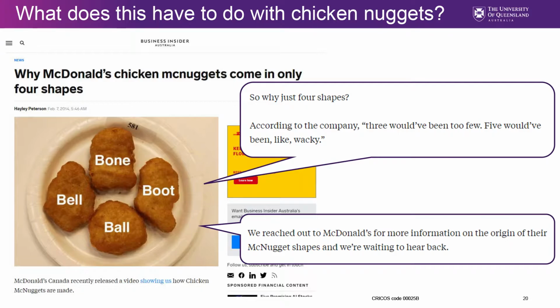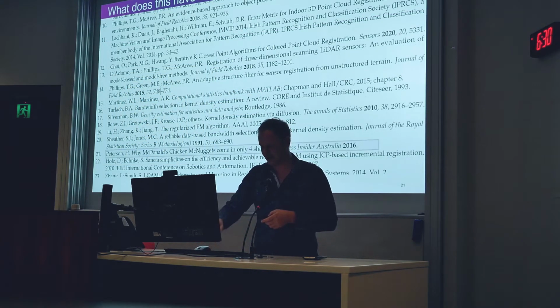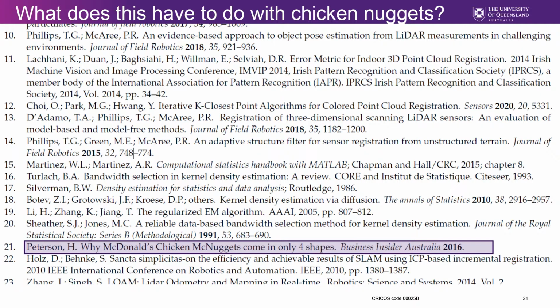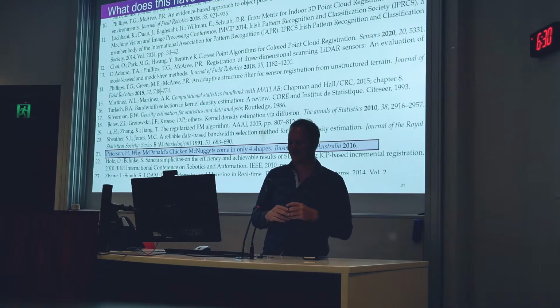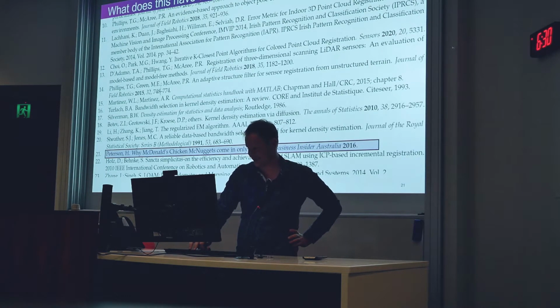Looking at that, I don't think there's been an update, so I might email Haley. I'm the integrity officer for the school, and you need to reference your sources. I got that in there. It's been through the reviewers, and Haley Peterson is about to get her first academic citation on why McDonald's chicken nuggets come in only 4 shapes. None of the reviewers looked at my references. We'll see.